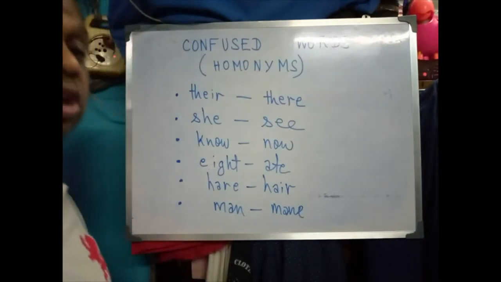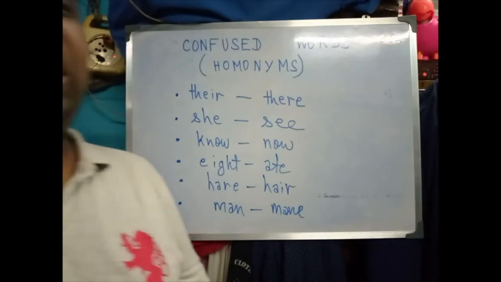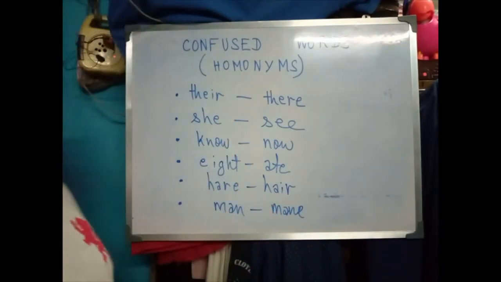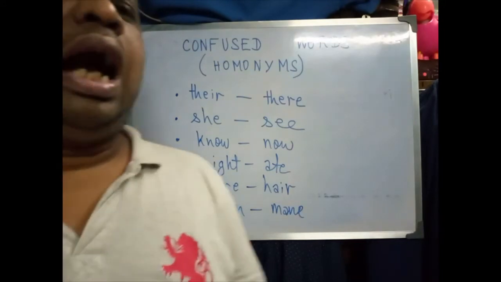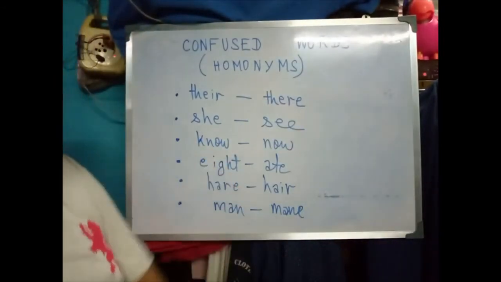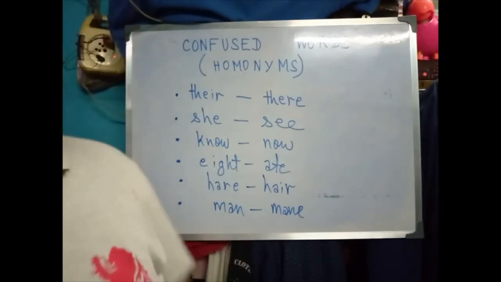So I hope you have understood what confused words and homonyms are, and I have also explained alliterations. Now I am going to show you a short explanation, you watch that also for your better understanding.